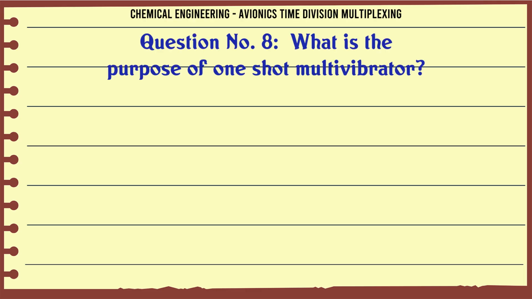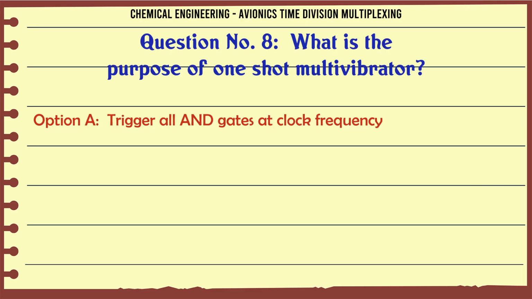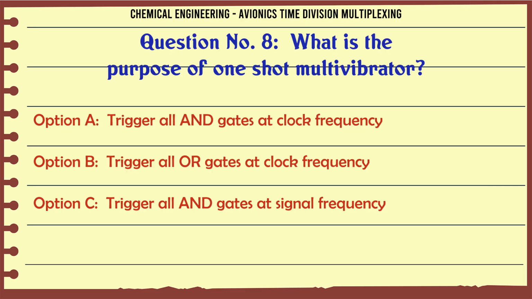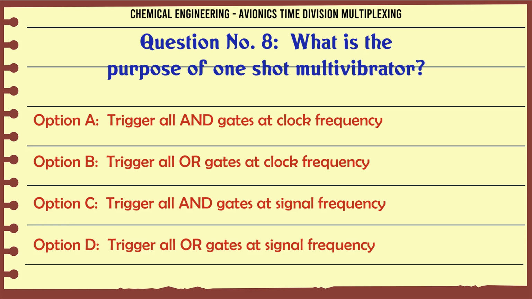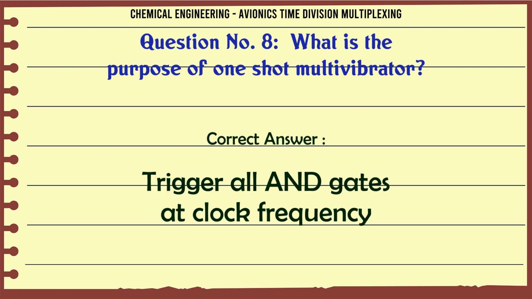What is the purpose of one-shot multivibrator? A. Trigger all AND gates at clock frequency, B. Trigger all OR gates at clock frequency, C. Trigger all AND gates at signal frequency, D. Trigger all OR gates at signal frequency. The correct answer is trigger all AND gates at clock frequency.